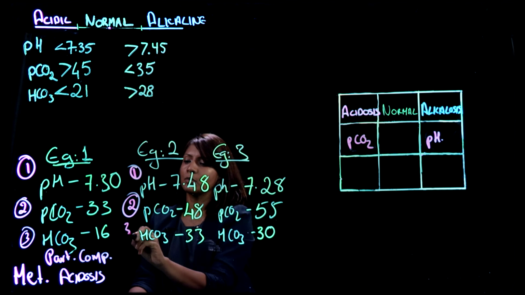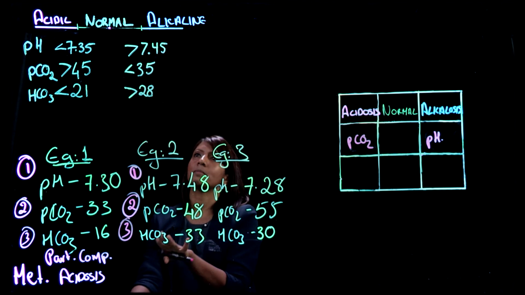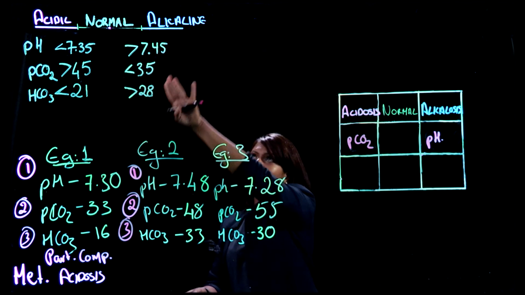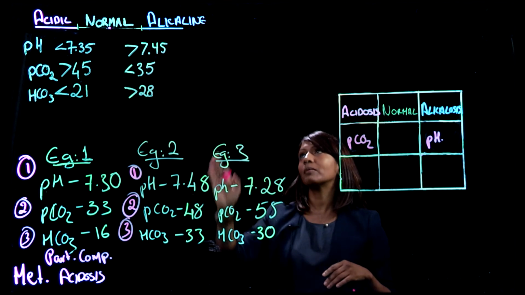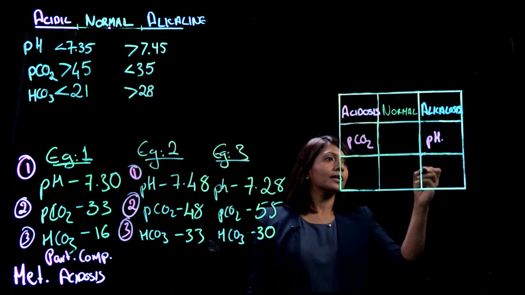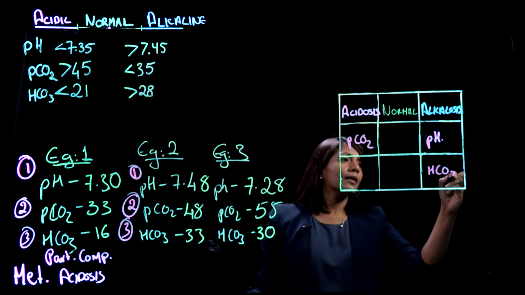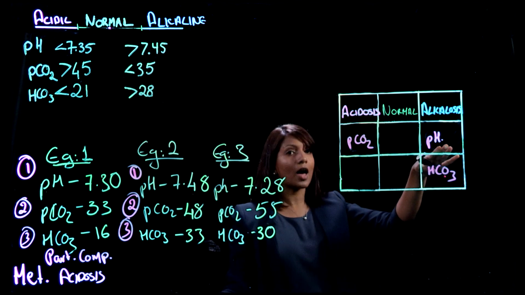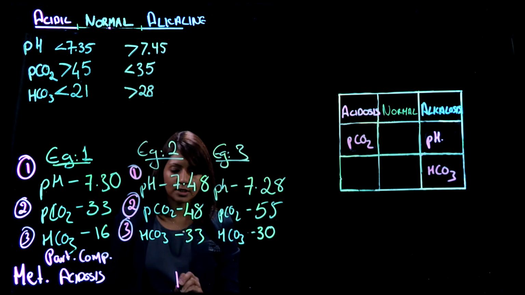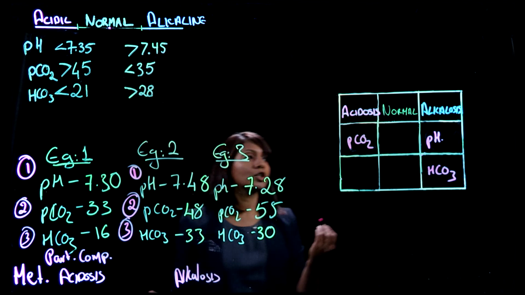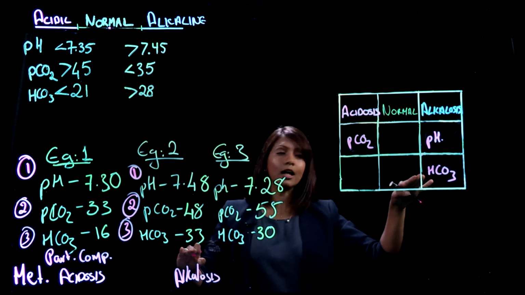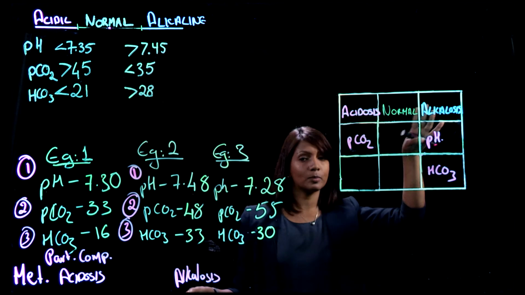And number 3, we're going to look at the bicarbonate. Now the bicarbonate is 33, which is greater than 28, which means the bicarbonate is alkaline. So we know that the blood is in an alkalotic state, right? So alkalosis. What's creating the alkalosis? We already know that because bicarb is alkalotic. So that's what's causing the pH to be alkalotic.